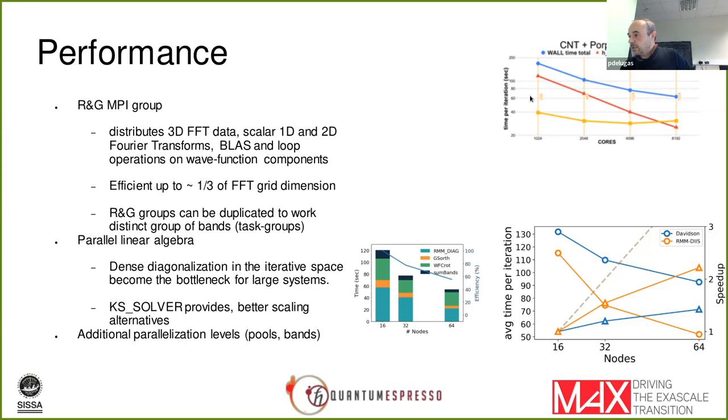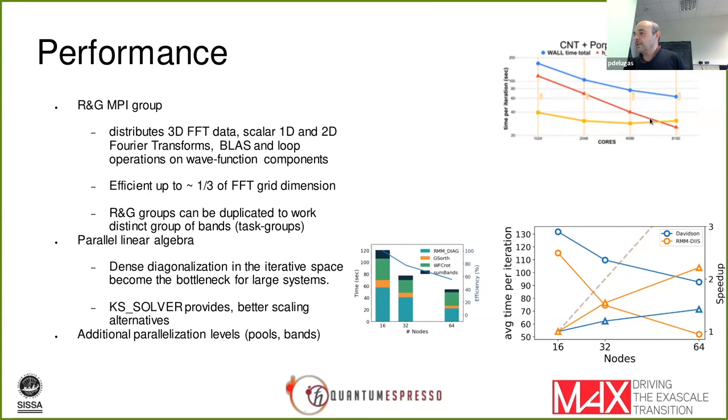And as you can see in this picture, in blue you have the total performance. In red you have the performance of the FFT library, and in yellow you have the performance of the distributed linear algebra for large systems. As you can see, while the FFT parallelization keeps scaling with the increase of the number of cores, our main bottleneck is the parallel diagonalization with the parallel linear algebra. So at a certain point, using the standard Davidson algorithm, you hit the bottleneck of the parallel algebra, and your scalability decreases.